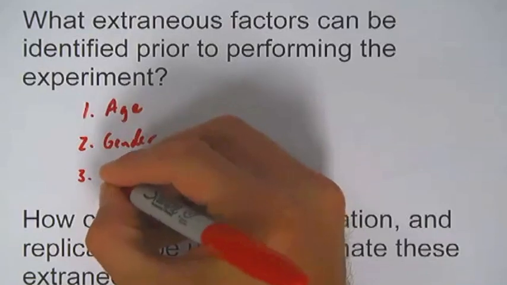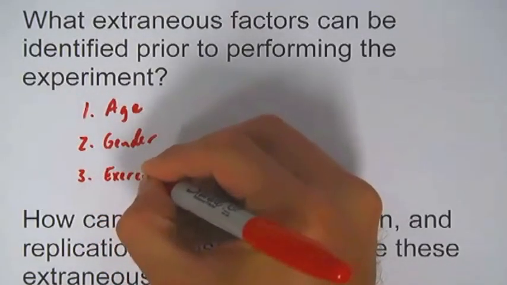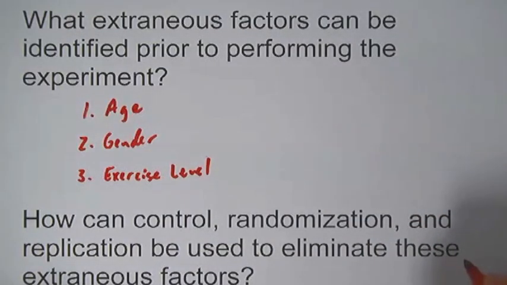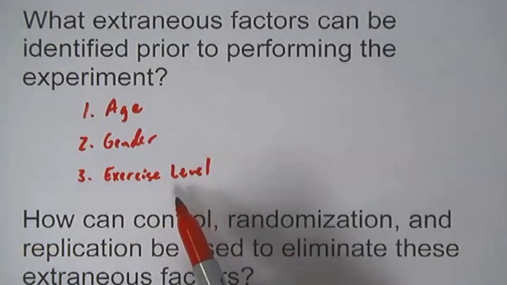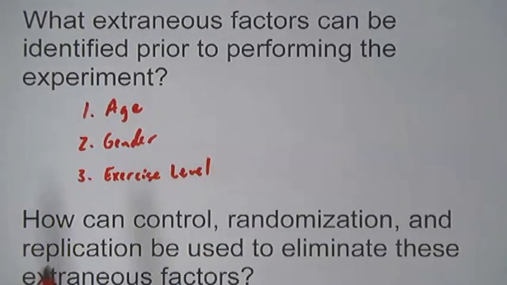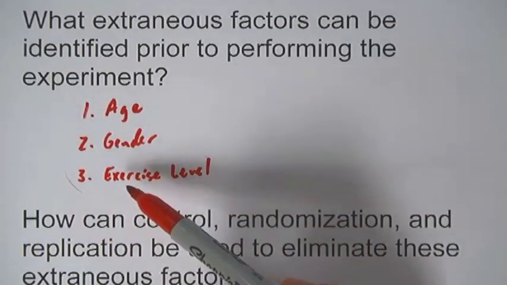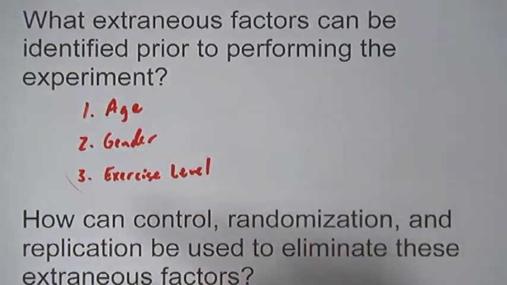And the third one is just their general exercise level. So are these people that exercise a lot? Are they couch potatoes that don't get any exercise? So exercise level will have an effect on cholesterol level. Now what we want to look at is how can control, randomization, and replication be used to eliminate these extraneous factors. Our goal is to try to eliminate the effects of these on the cholesterol level. So how can we use these three components to eliminate these extraneous factors?